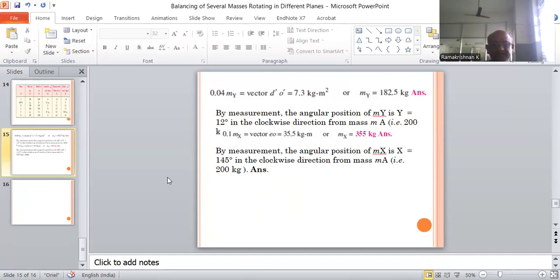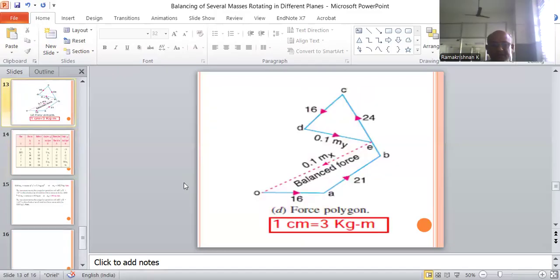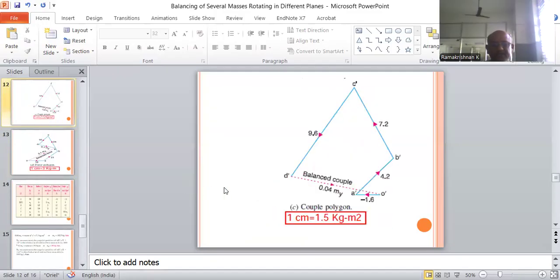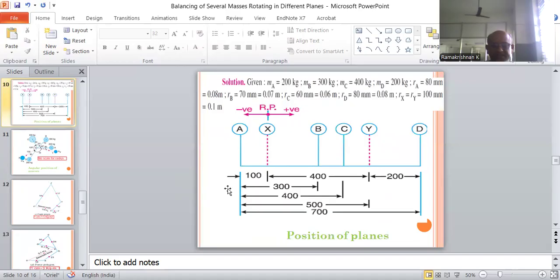Okay, so that is the problem. We can easily solve the problem by the graphical method for the case of balancing of different masses rotating in different planes.